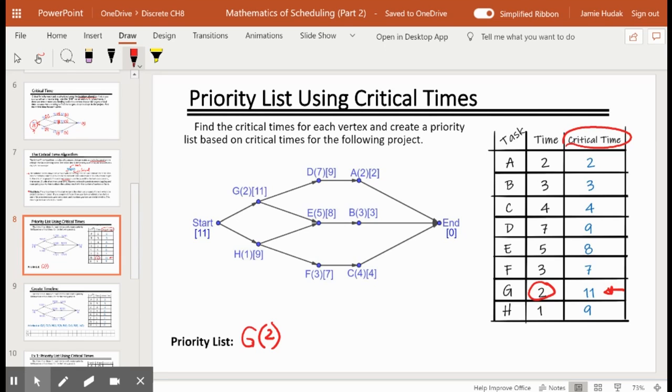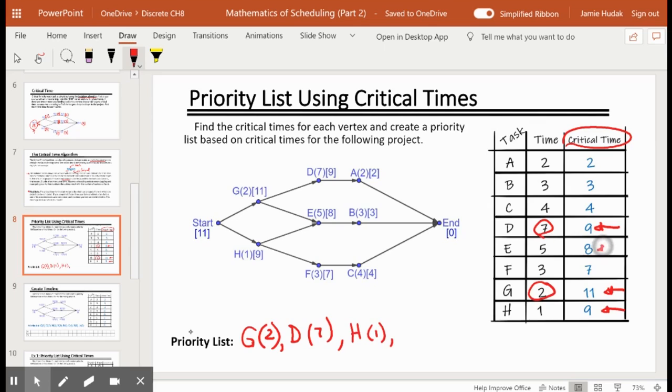11 is telling us how long it takes to get to the end of the project, and it's telling us to schedule G first, but we must use the task time with G, not the critical time, when we put it on the schedule timeline. Next, after 11 comes 9, but I see I have two instances of 9, so we will follow suit with when we have a tie, we use alphabetical order. So we're going to put task D with its 7 units of task time, followed by task H with its 1 unit of task time.